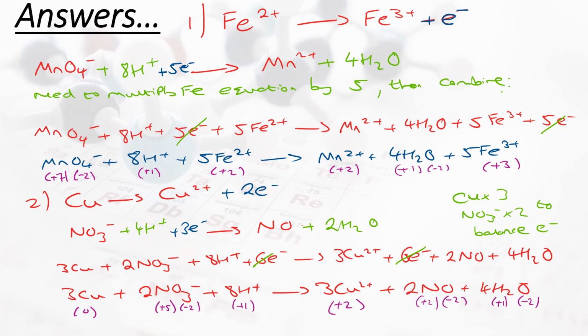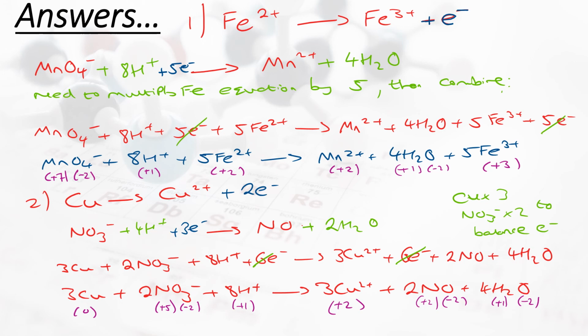Then we want to make sure that our electrons balance so that we can cancel them out, and so we look to see we have 5 electrons in our manganese equation, 1 electron in our iron equation, and so we need to multiply the iron equation by 5 to get 5 electrons. Once we've done that, we can then combine the 2 half equations. Everything that's a reactant becomes a reactant, everything that's a product is a product.